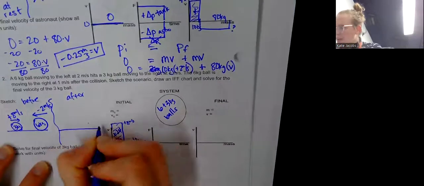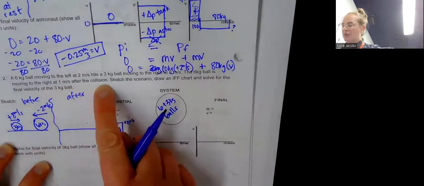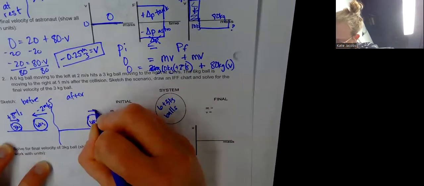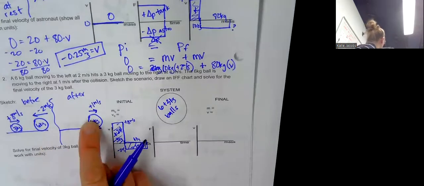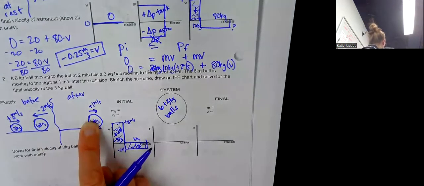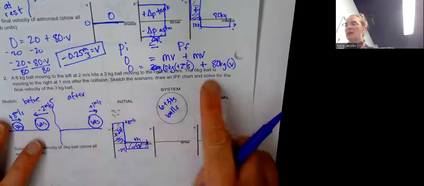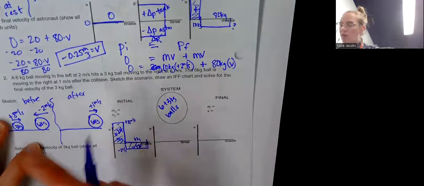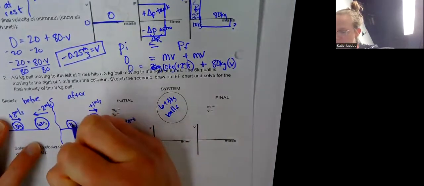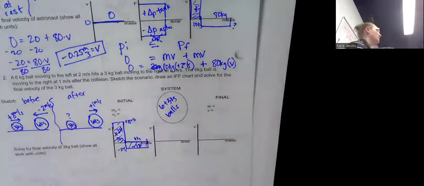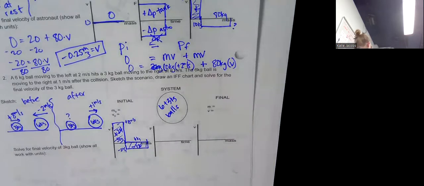In the after picture, it says the 6 kilogram is moving to the right at 1 meter per second after the collision. So the 6 kilogram one that was moving left has turned around and is moving to the right. But we're not told what's happening with the 3 kilogram one. That's because we're going to solve for its velocity. So I'm going to put 3 kilogram one and I'm going to put question mark. I don't know its velocity and I don't even know which way it's moving. It could be moving to the right after the collision, it could be moving left. Sometimes we won't know.